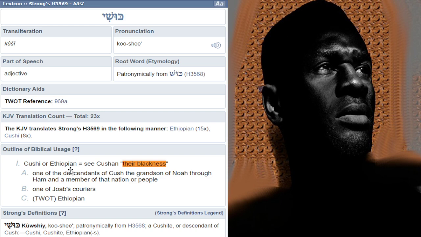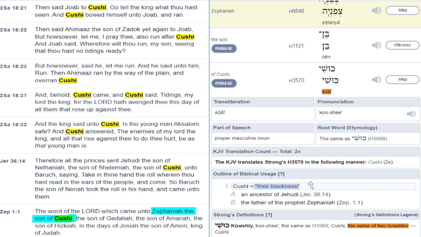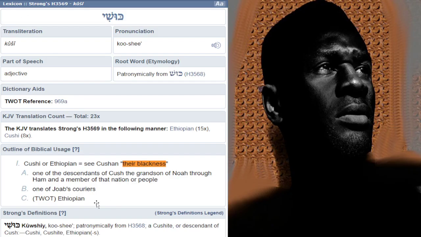Look at this, outline of biblical usage. And let me say this too, if I didn't say it earlier in the video: the only thing I'm going to be using in this video is really the Bible, and I'm going to go into concordances and things like Blue Letter, which y'all can look up. So Cushi is the name of two Israelites. It also means their blackness. And it says Cushi or Ethiopian, so Cushi is just another way of saying Ethiopian.